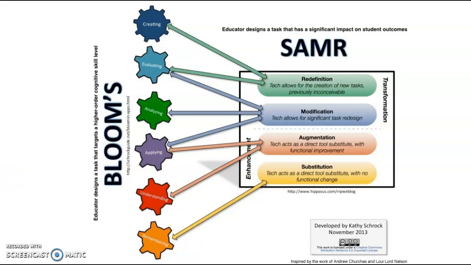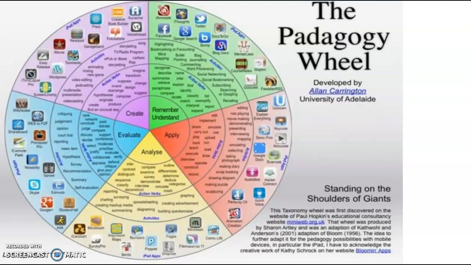The next image we're going to look at today is the Pedagogy Wheel, developed by Alan Carrington. He took Bloom's taxonomy and also he added in technology. So this kind of is where SAMR and Bloom's taxonomy really meet each other. So we have remember and understand with apps like Twitter, Facebook, Google search. So things where they're really kind of reading something else and remembering.